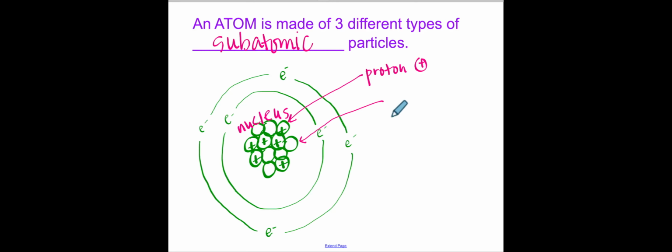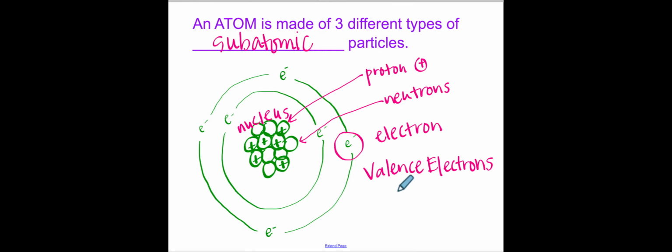An atom is made up of three different types of subatomic particles. In the nucleus, we have protons with a positive charge, and we have neutrons. Those have a neutral charge. The subatomic particle that we are going to be especially concerned about today, however, is the electron. Electrons are really important in bonding, especially these ones, which are called the valence electrons, which means that they are in the outermost shell.